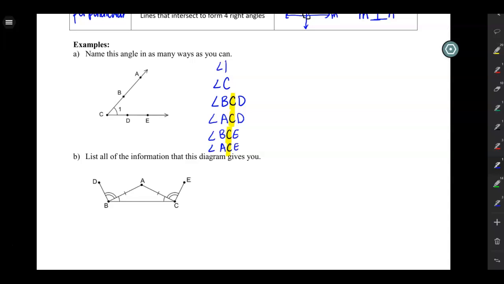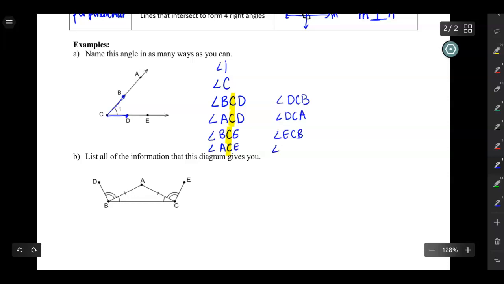So we kind of went from the top ray down to the bottom ray. You could also do the opposite. You could say this is angle DCB and kind of start from the bottom and work your way up. You could also have angle DCA, angle ECB, or angle ECA.